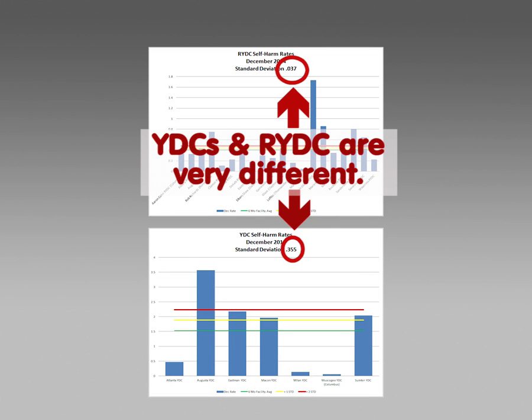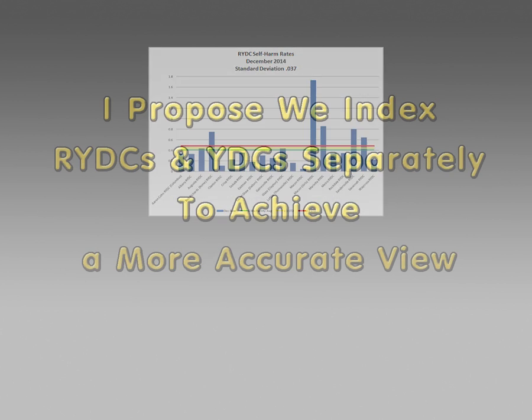Next, I want to note that RYDCs and YDCs are very different. The standard deviation between rates in the RYDCs is far, far lower than the standard deviation between rates in the YDCs. The standard deviation in the RYDCs is just 0.037, while the standard deviation for the YDCs is 0.355. So the variation in the YDCs is almost 10 times the variation in the RYDCs.